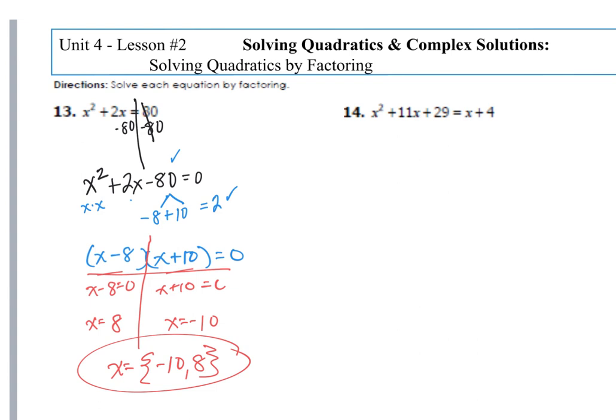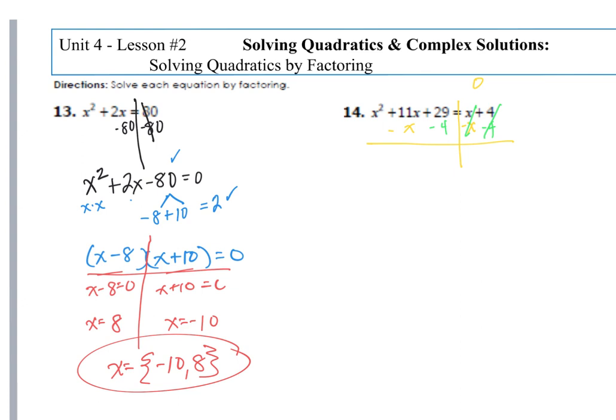Okay, on number 14, we have x squared plus 11x plus 29 equals x plus 4. So there's my equal sign. Again, we need it to say 0 here on the right side, so we have to move the x and the positive 4. We're going to subtract x, and it matches up with the 11x. You have to find those like terms. And then we have this positive 4. We would need to subtract it, and it would match up with 29.